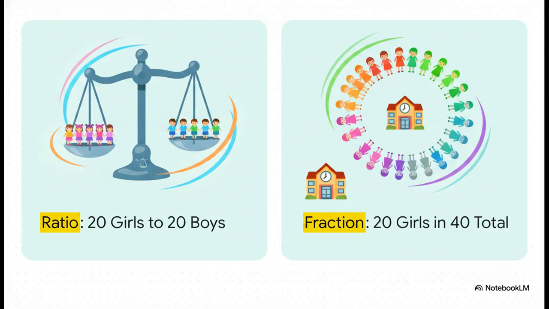Ratios often compare part to part, like comparing the 20 girls directly to the 20 boys, giving us a ratio of 20-to-20, or 1-to-1. But fractions almost always compare part to whole, like taking the 20 girls against the entire classroom of 40 students, which gives us 20/40ths, or simply a half. Same exact classroom, entirely different ways of comparing the groups.